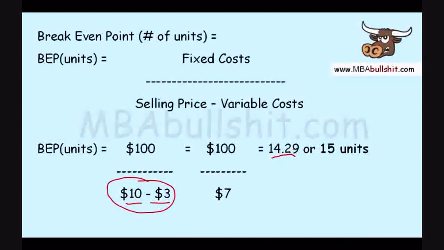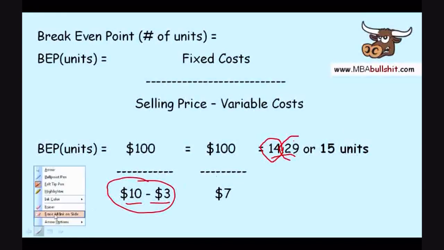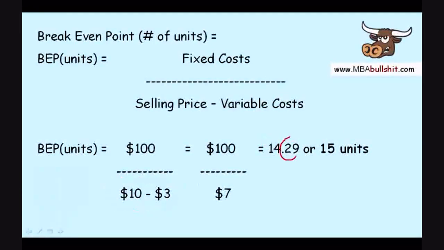So you need to sell 14.29 watches in order to break even, so that you do not lose any money. However, remember that you cannot sell part of the watch. You can sell 14 watches, but that's not enough. So you need to sell an additional 0.29 watches. But obviously, you cannot sell 0.29 watches. You sell 1 watch or 2 watches or 3 watches. So therefore, you must round it off to the higher number of 15 units.